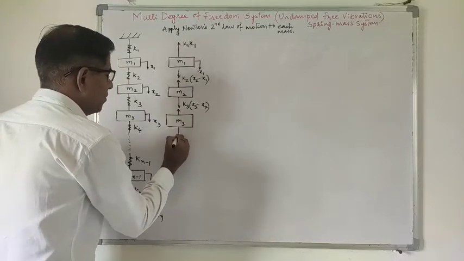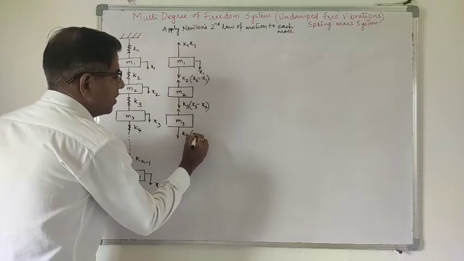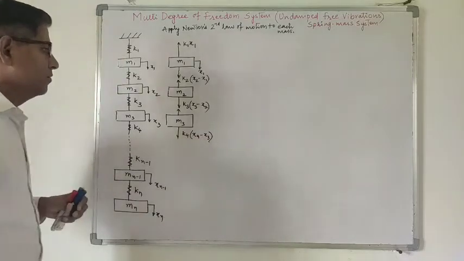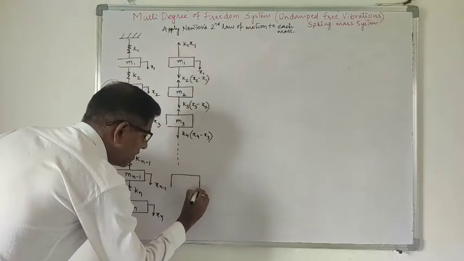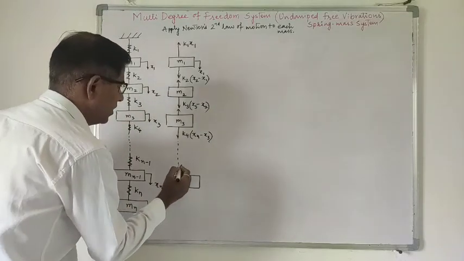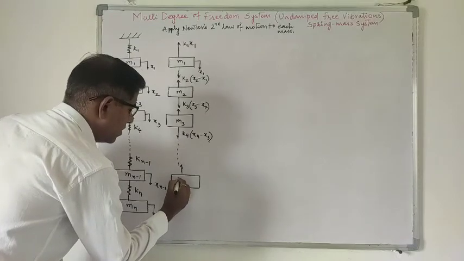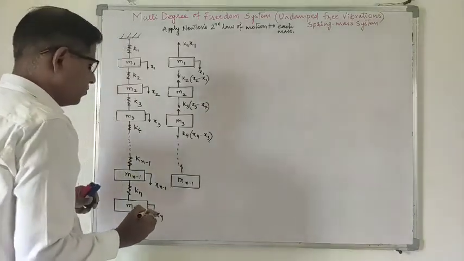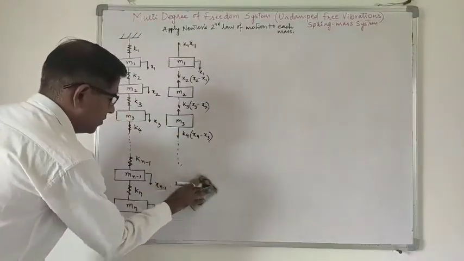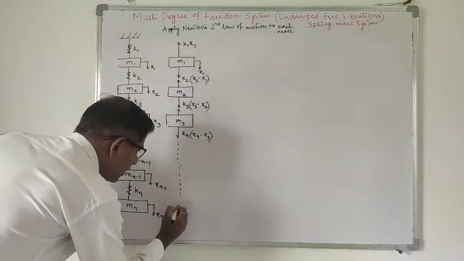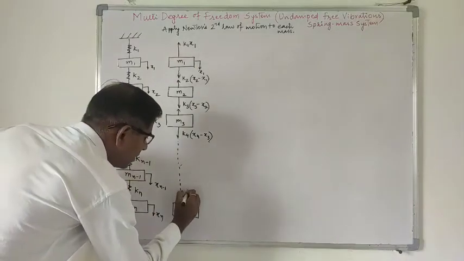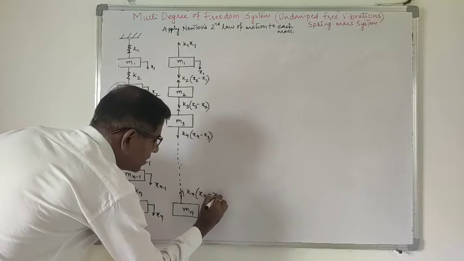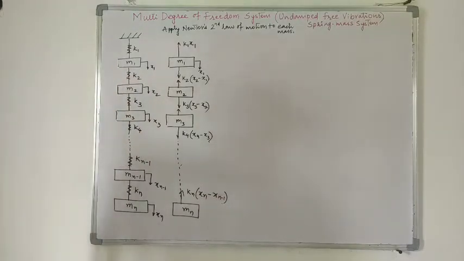will have K4 (X4 minus X3), and in the same way, for Mn, we directly take Kn (Xn minus Xn minus 1). So these are the free body diagrams of each and every mass.